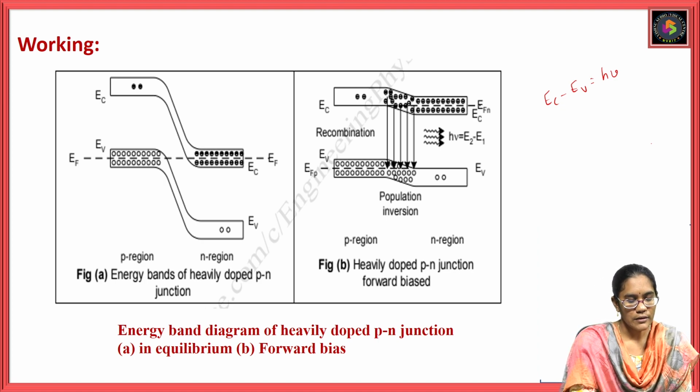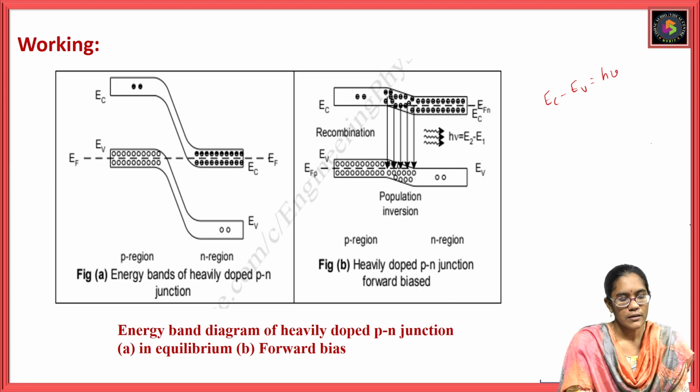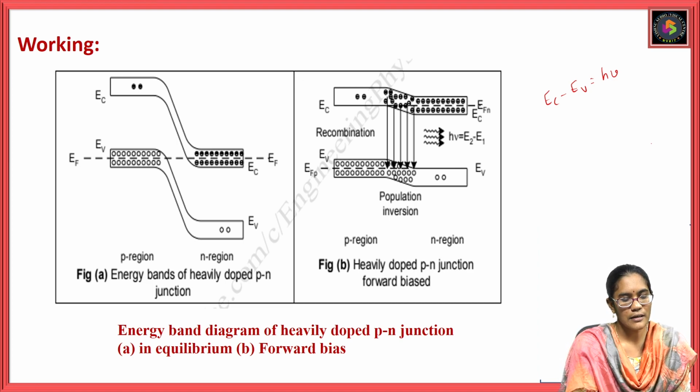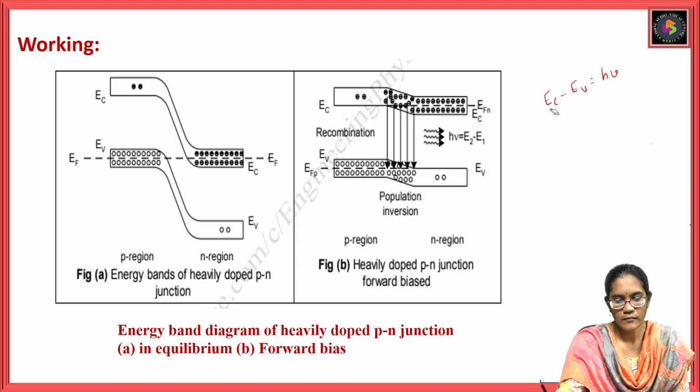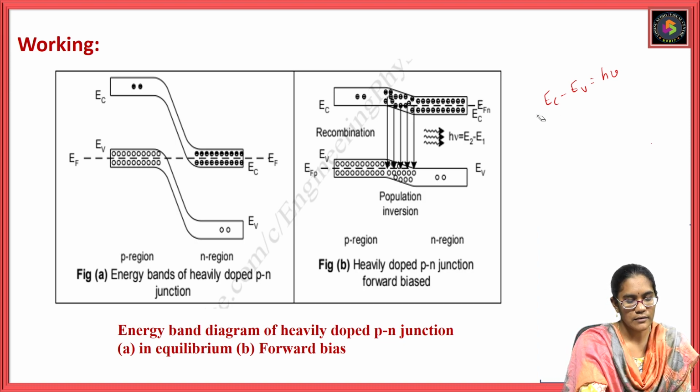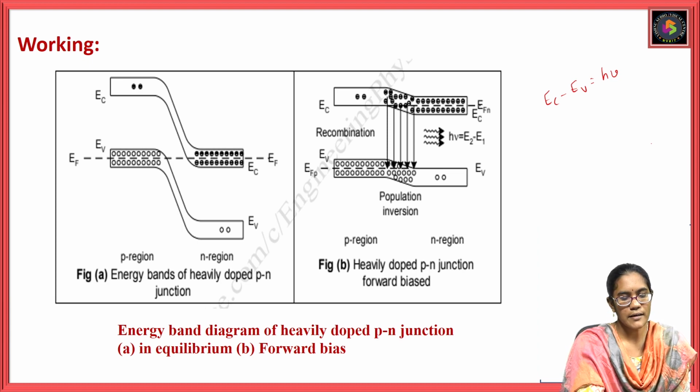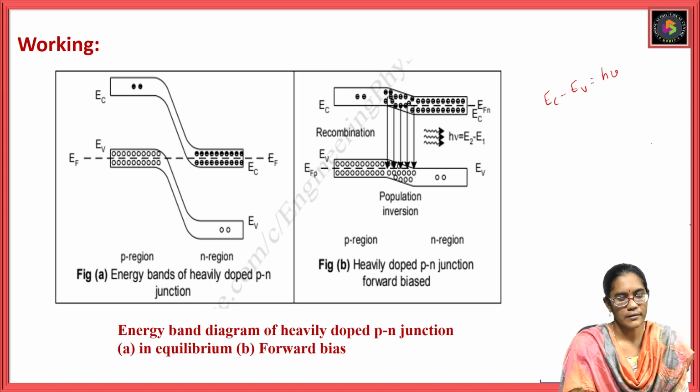If you observe figure A, the position of the Fermi energy level on the P side enters into the valence band, and on the N side it enters into the conduction band. From that, based on the Fermi level position, we can say that the PN junction diode is heavily doped. Generally, we have already discussed this in semiconductor physics.